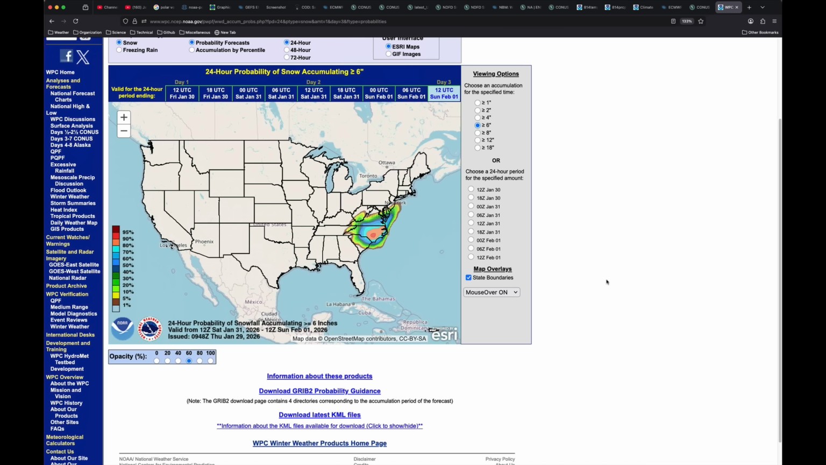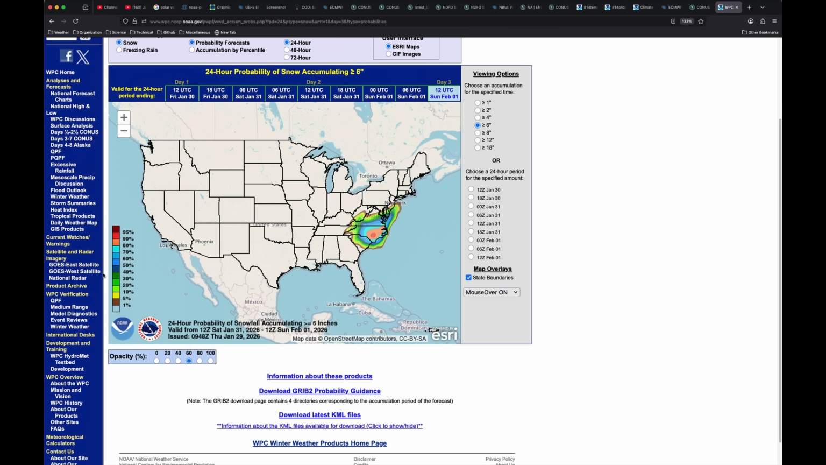Another way we can look at this, just the probabilities through Sunday morning of receiving 6 inches plus, and you're getting up into like 80% in some portions here of eastern North Carolina. Now, we do have that caveat that there could be this dry slot that forms here, somebody missing out a little bit, but otherwise a heavy snowfall event, and you can see that pushing up, even like trying to get toward the Delmarva here.